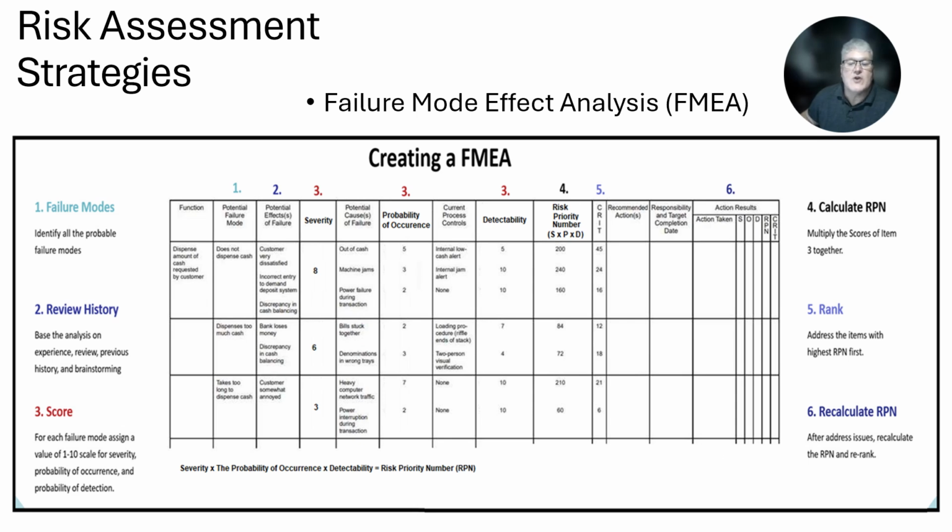You rate the severity of it. You have the potential causes, so there might not be just one cause, it can be several causes, so it's a little bit more involved than just a traditional risk register. Then you rate the probability of occurrence. You discuss the current process controls to ensure it doesn't happen. You rate detectability, and then you multiply all of those together, and then it tells you what your critical score is, and then you move on from there. In a FMEA, it's called an RPN.